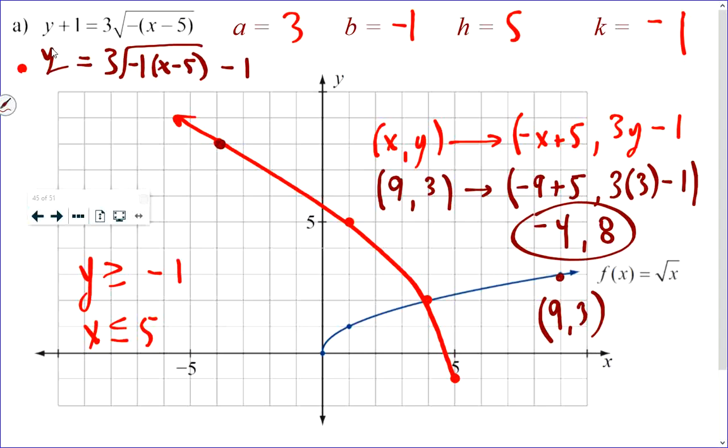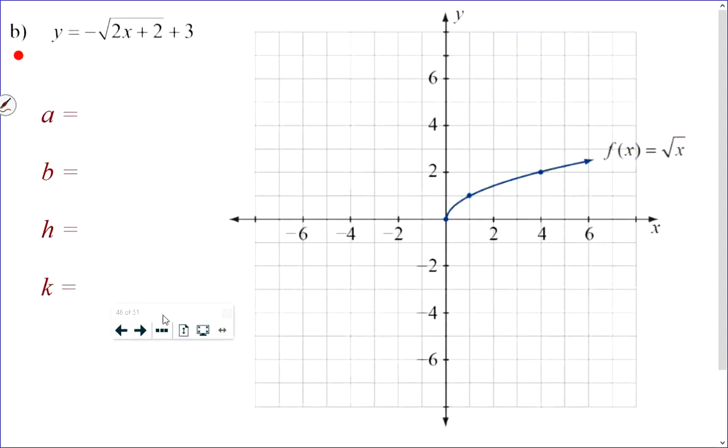Okay, let's take a look at the next one. I would like everybody to take a moment and identify the values of a, b, h, and k.